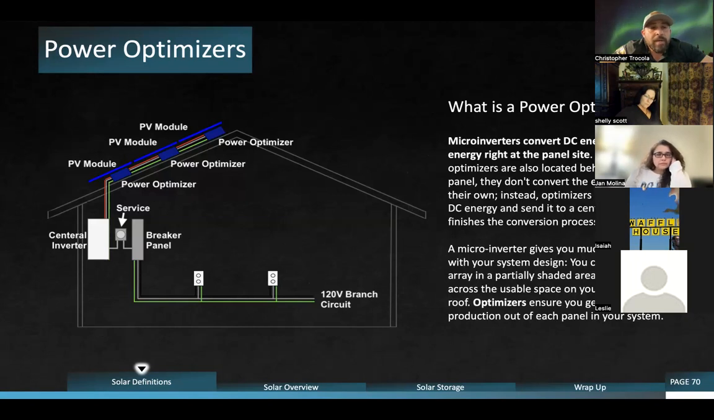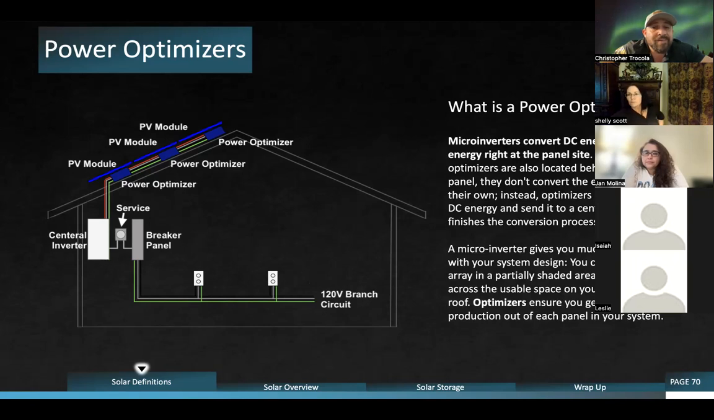So, what is the power optimizer? So power optimizers, microinverters convert DC energy to AC energy right at the panel site. While power optimizers are located behind a solar panel, they don't convert the electricity on their own. Instead, the optimizers condition the DC energy and send it to a central inverter that finishes the conversion process.